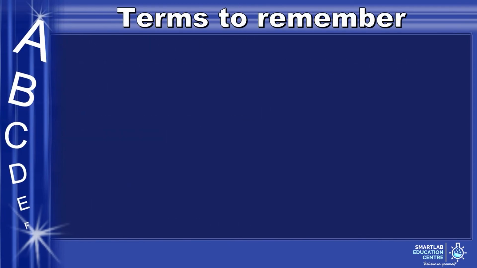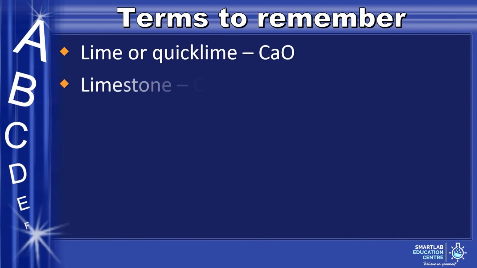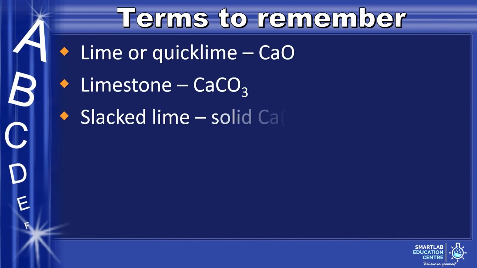Lastly, here are some terms to take note of and to not be confused about: lime or quicklime is calcium oxide, limestone is calcium carbonate, slaked lime is solid calcium hydroxide, and lastly lime water is aqueous calcium hydroxide.